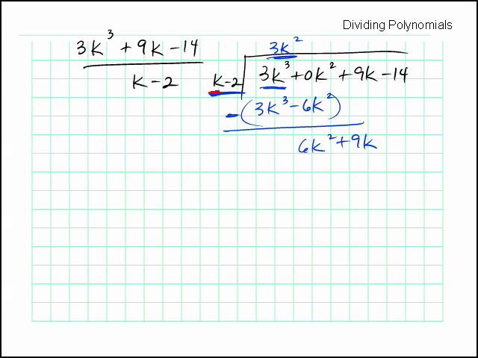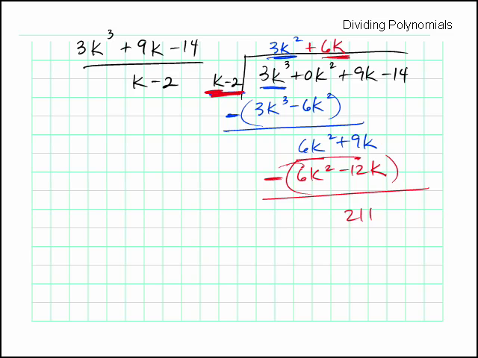How do we turn this k into 6k squared? It must be multiplied by 6k. 6k times k minus 2 is 6k squared minus 12k. Now we subtract. That's 0. And that, combined with the 9k, is going to be 21k. I'm ready to bring down the next and last term here. And we're doing this one more time.